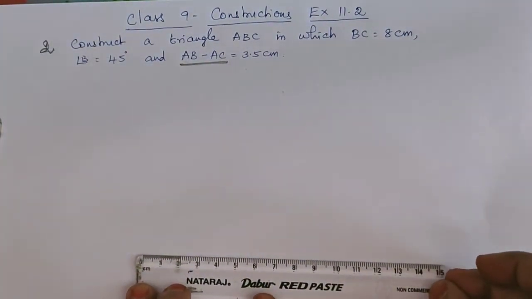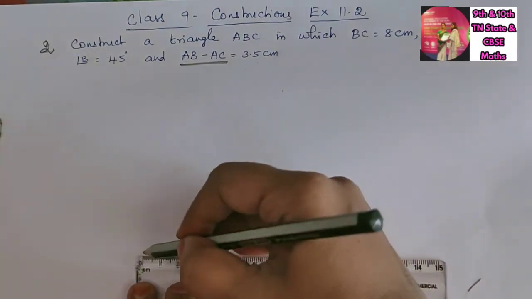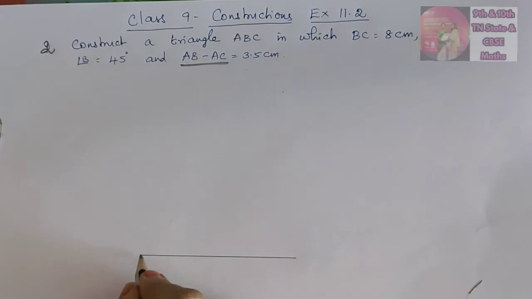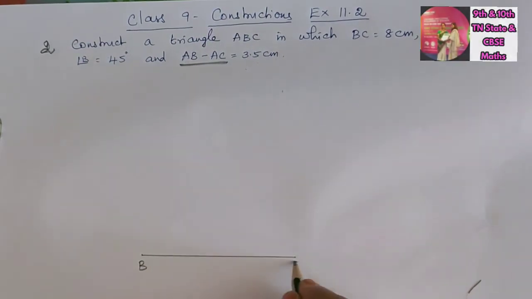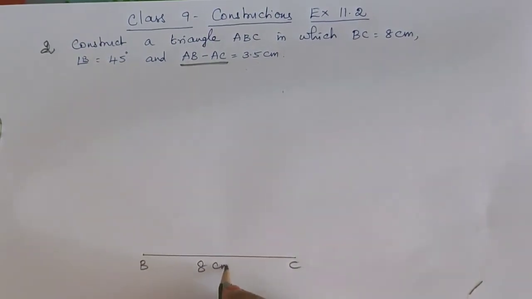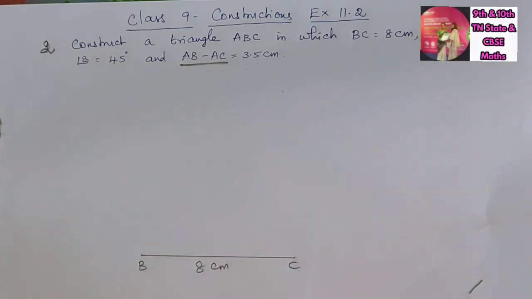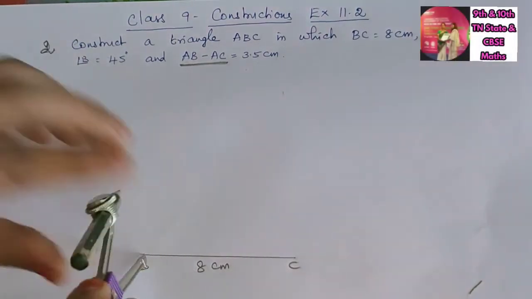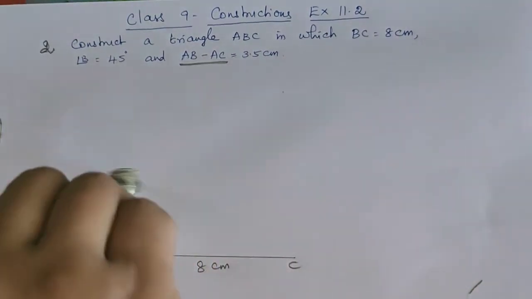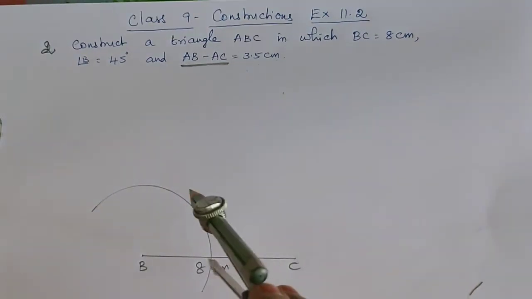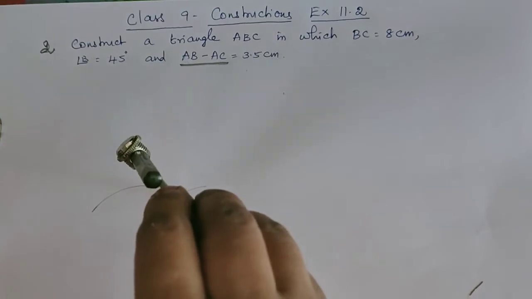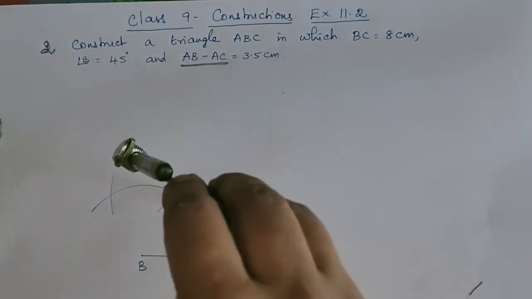So we'll draw first BC as 8 centimeter. BC 8 centimeter. Then with B, 45 degree we need to construct. So for doing that we'll draw 90 degree, then we will bisect this. So the same procedure how we did for constructing 90 degree, the same thing we will do.